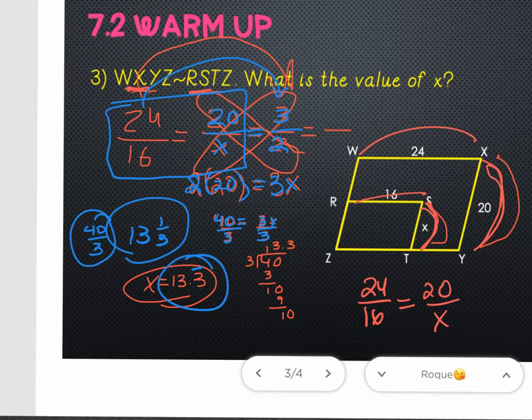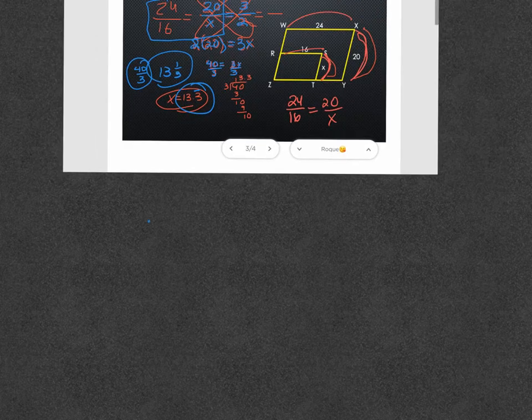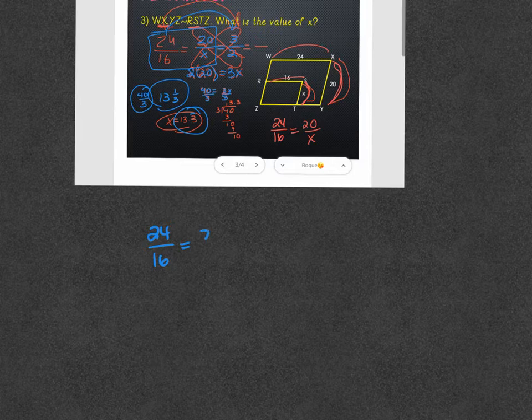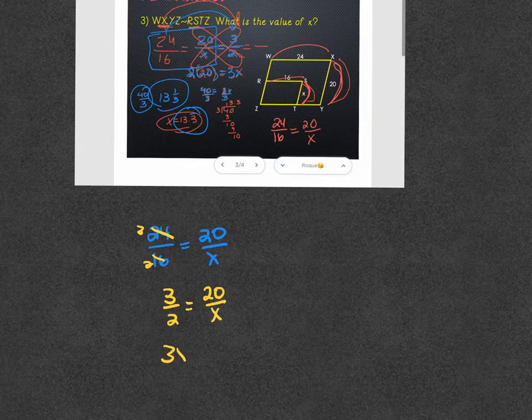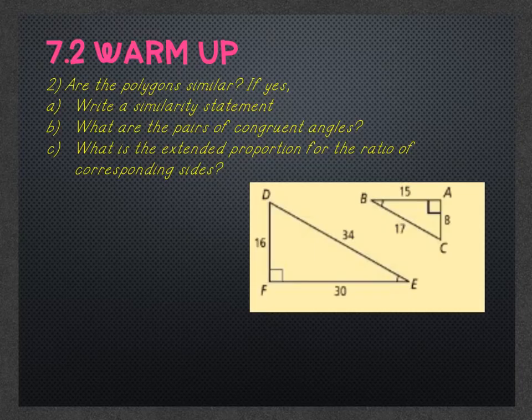The 24 over 16 got reduced to 3 over 2. They're both divisible by 8. So it started as 24 over 16 equals 20 over x, right? And then we said these are both divisible by 8. That's 3 and 2. So 3 over 2 equals 20 over x. Then the cross multiplying. Then the dividing. Okay, and then the line.